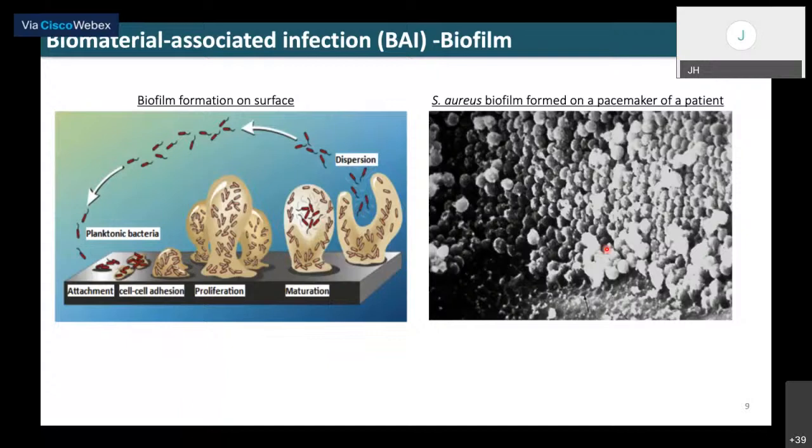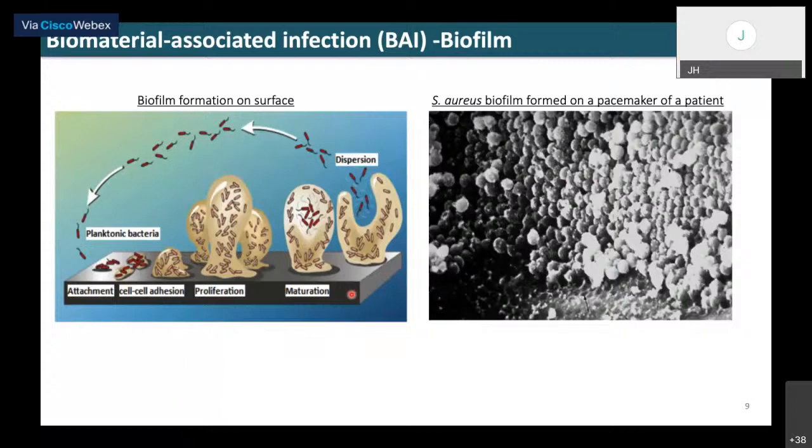And this type of biofilm is a problem not only on abiotic surfaces like catheters or implants, but also on biotic surfaces, in various tissues and organs, where bacteria form this type of biofilm. Once they form this biofilm, antibiotics don't work and cannot take care of the infection.